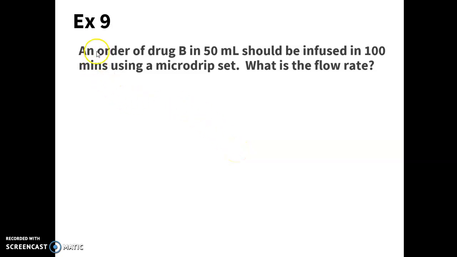Example 9 says that we have an order of drug B in 50 milliliters that should be infused in 100 minutes using a microdrip set. What is the flow rate?